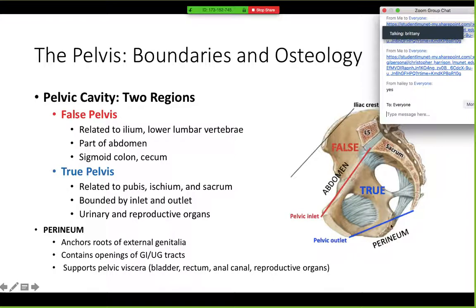And then the perineum, so everything in what she referred to as the outside world, is down here. And that's going to anchor the roots of the external genitalia. And then you have your openings for the GI and UG tracts. And then it provides support to the pelvic viscera.